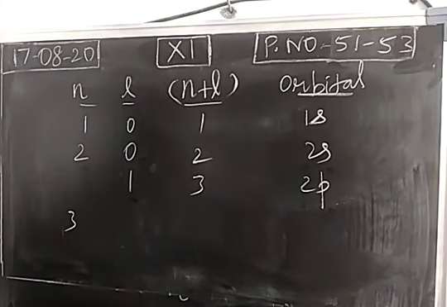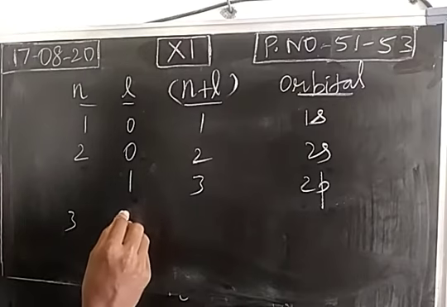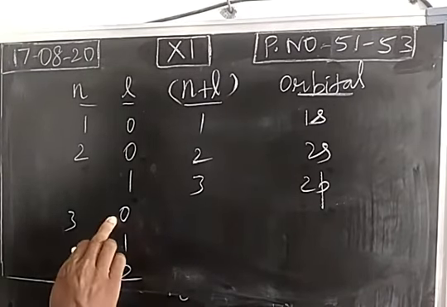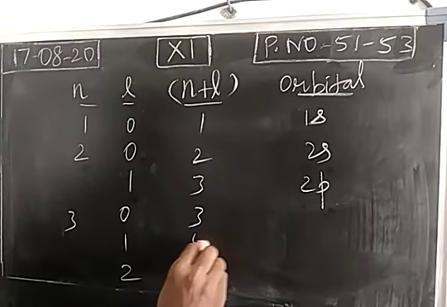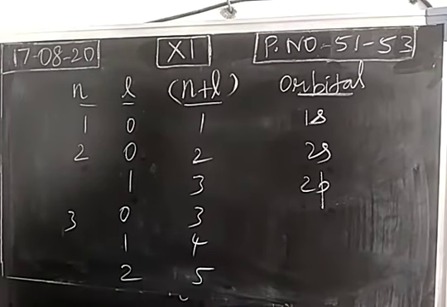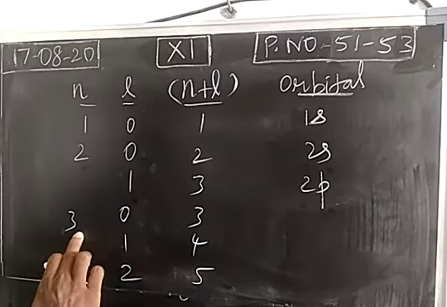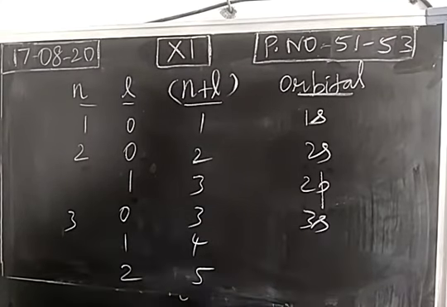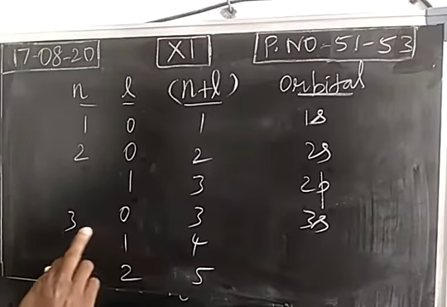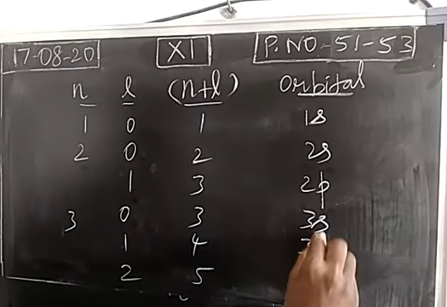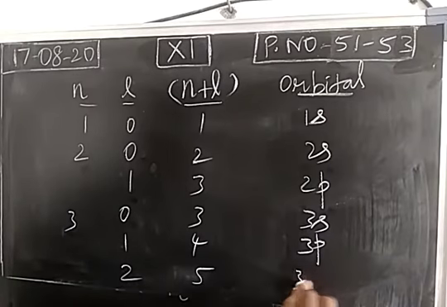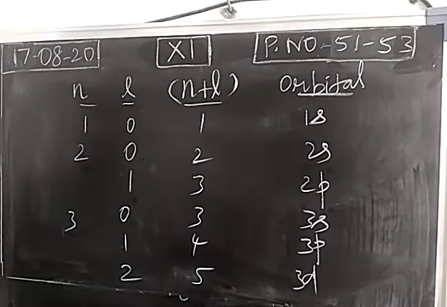Then principal quantum number 3. What are the possible azimuthal quantum numbers? 0, 1, 2. 3 plus 0, 3. 3 plus 1, 4. 3 plus 2, 5. So n plus l value. Third shell and the s orbital, so 3s. Third shell, p orbital, 3p. Third shell, d orbital, 3d. Right.